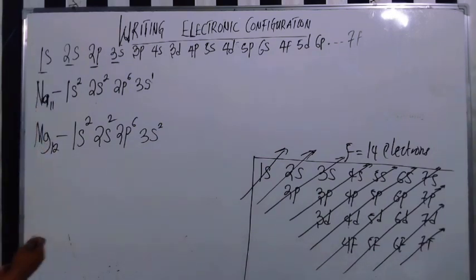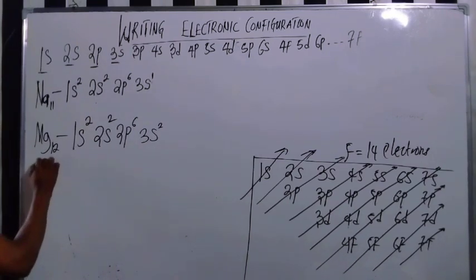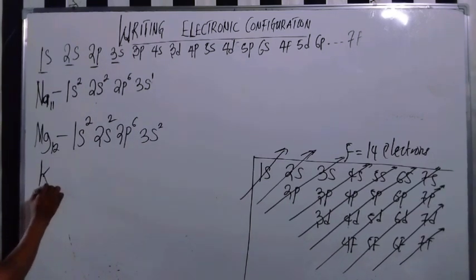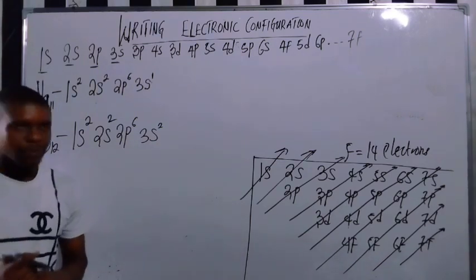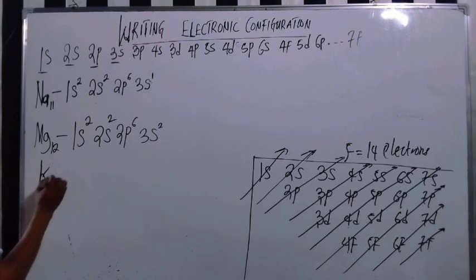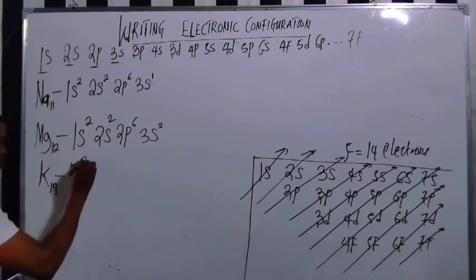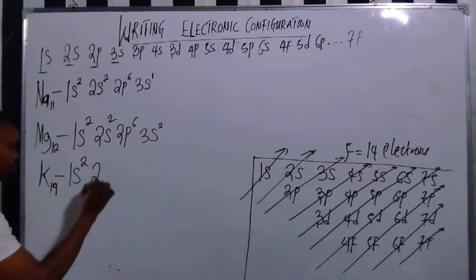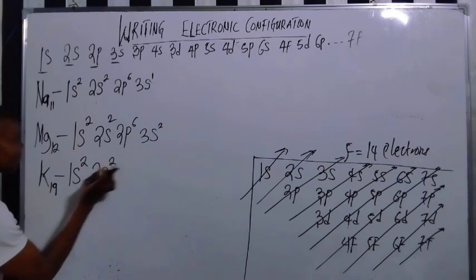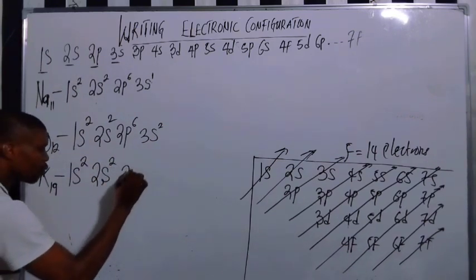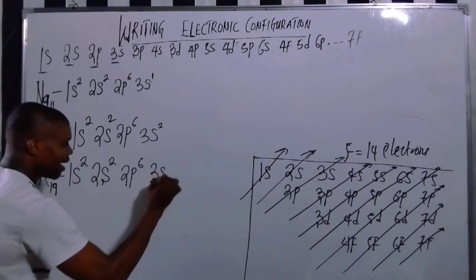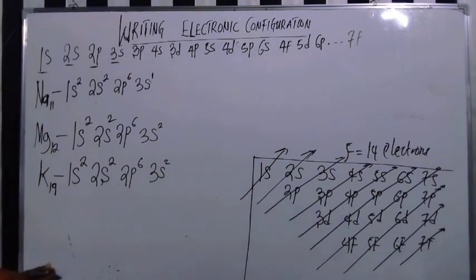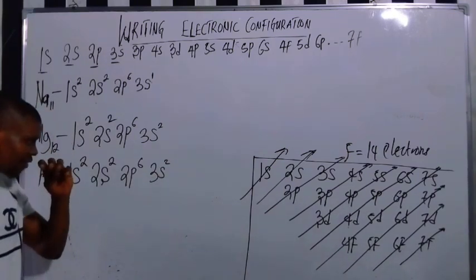Now let's take another one. Let's say we take potassium. Potassium is 19. Now let's write the electronic configuration for potassium, 19. Remember, we are starting from here, which is going to be 1s2, right? Then 2s2, right? What is the next one? 2p6. What is the next one? 3s2, right?